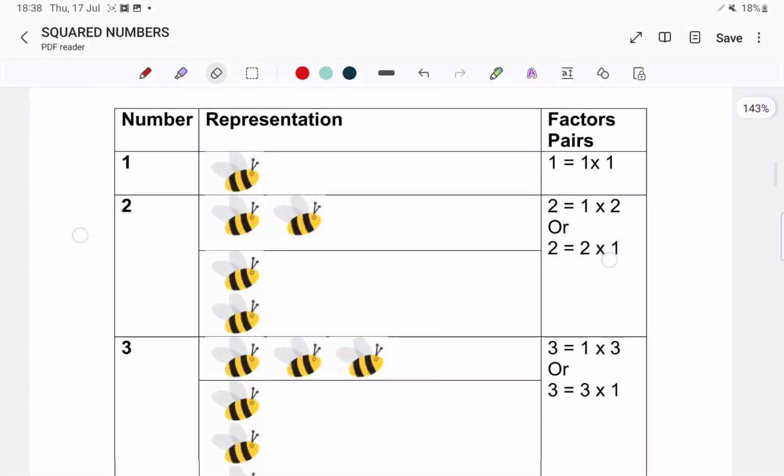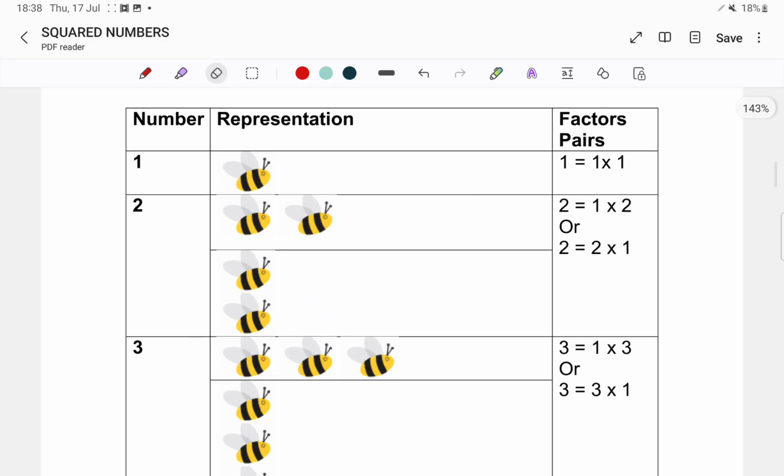So here we have some numbers, like we have number 1 and we are giving its visual representation and then we are writing its factor pairs. So the first number we have is 1 and I am showing it with this one symbol, and there is only this one arrangement for number 1 and its factor pair can be given as 1 equals 1 multiplied by 1.